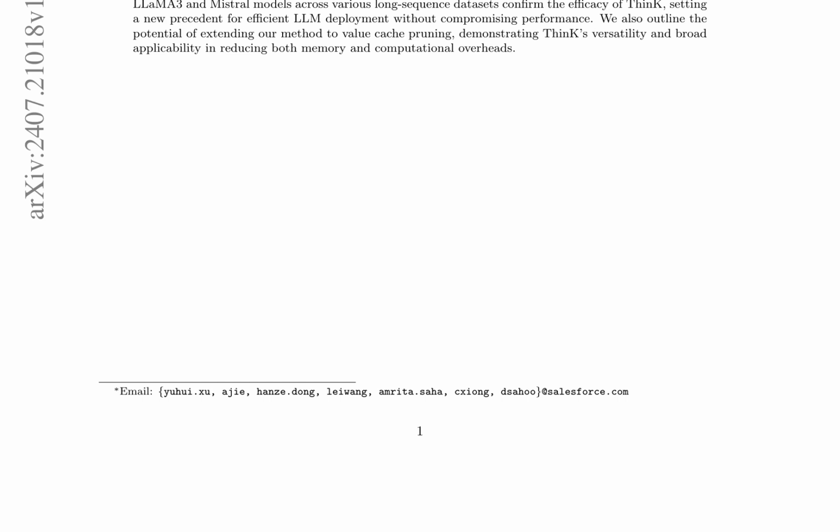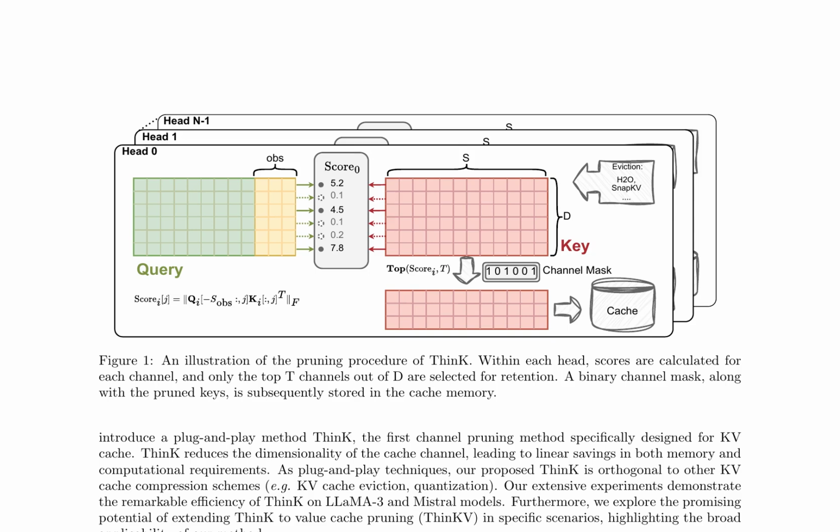Related work. The paper discusses related work in the field, highlighting the novelty and significance of ThinK in reducing both memory and computational overheads for efficient LLM deployment. Endnote and future direction. The authors conclude by outlining the potential of extending their method to value cache pruning, demonstrating ThinK's versatility and broad applicability in optimizing LLMs. They also discuss future directions for further improving the efficiency of LLMs.